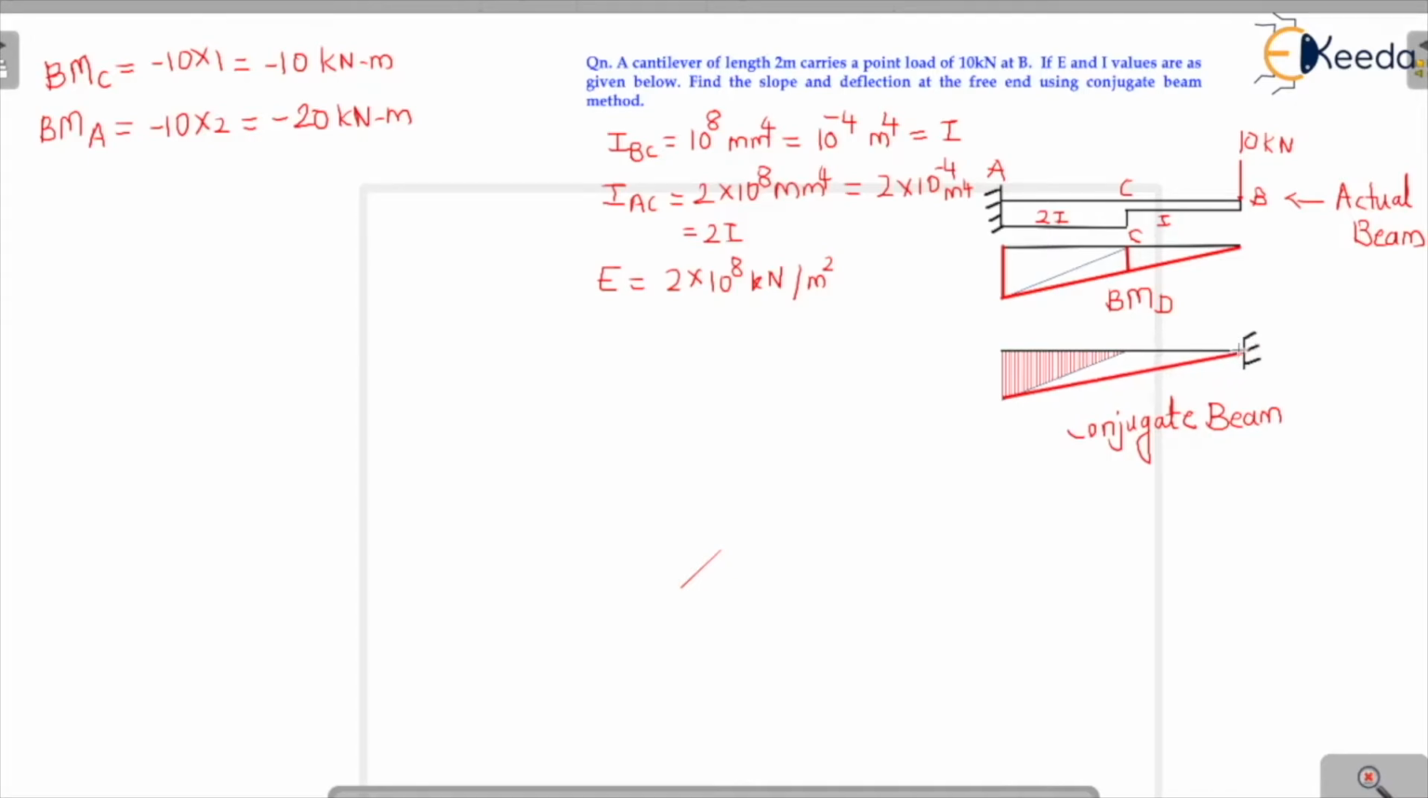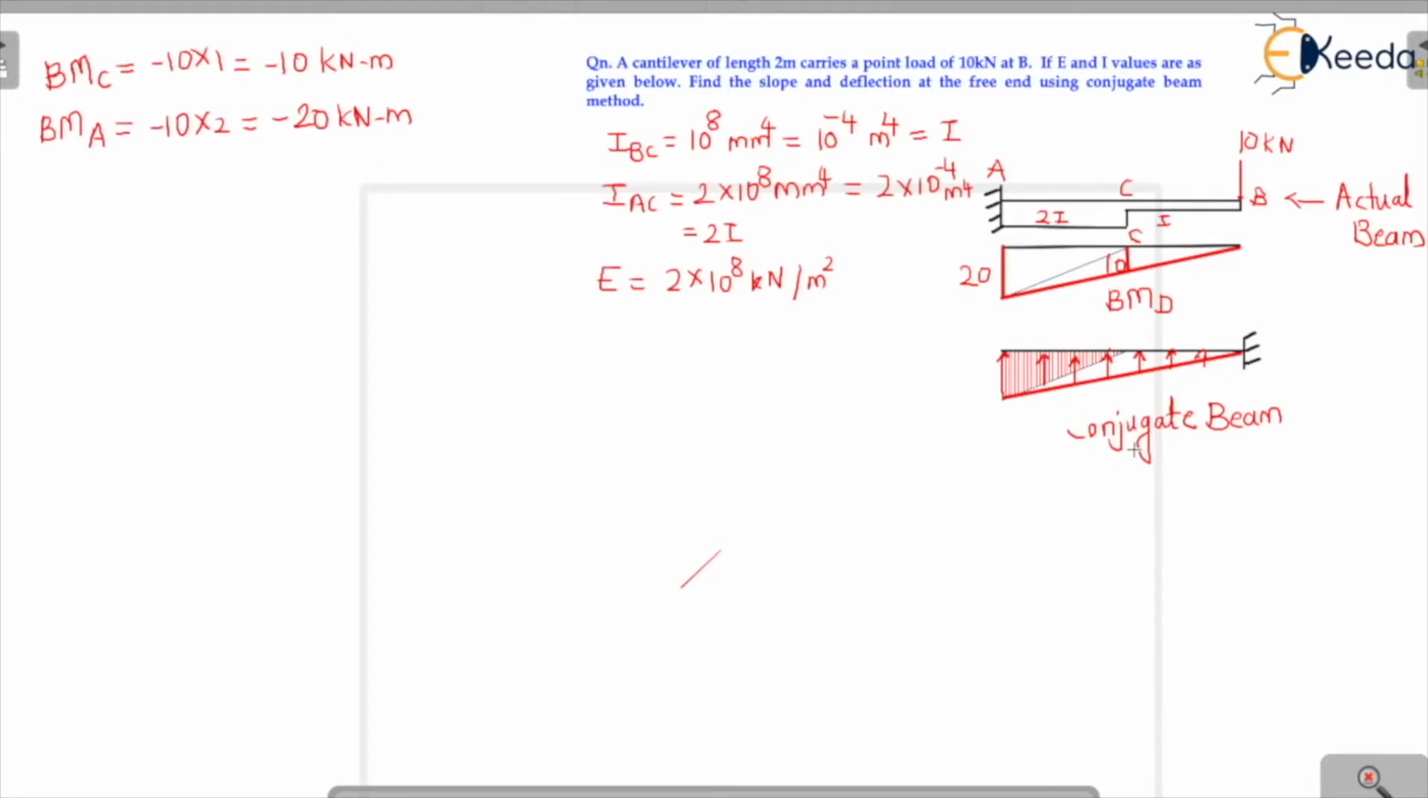Similarly, our conjugate beam will also change and the loading will be in the upward direction. So here, this is our bending moment diagram. We have calculated the bending moment at A, so it is 20 kilonewton meter and this is 10 kilonewton meter. From this bending moment diagram, let us construct the conjugate beam. But this is without consideration of I. We have not considered I here. So we'll consider it and again redraw that diagram.